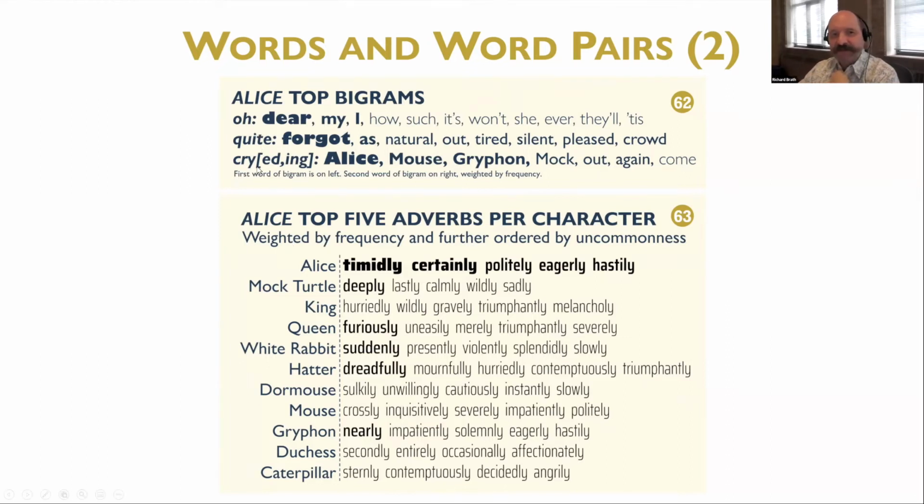Perhaps a little bit more fun than looking at those word pairs is to look at the characters and say, well, what are the descriptive words that Lewis Carroll is using with them? So here what we're doing is taking the adverbs associated with the characters. And we see Alice says things timidly or politely or eagerly. We see the queen is often described with words like furiously, uneasily, triumphantly, severely. The queen is a very focused character there. We can see the mouse is cross, inquisitive, severe, impatient, polite. The mouse is kind of like a bipolar, either nice or not nice in his descriptions.